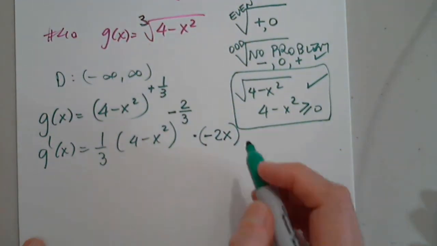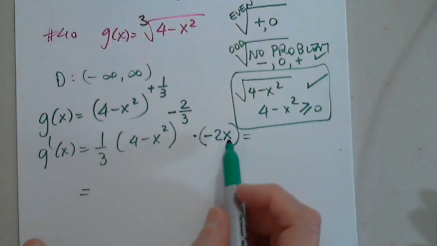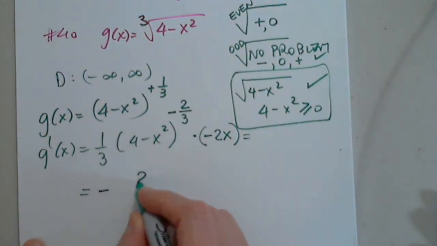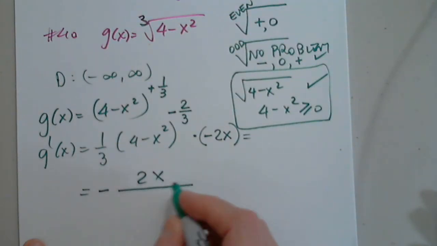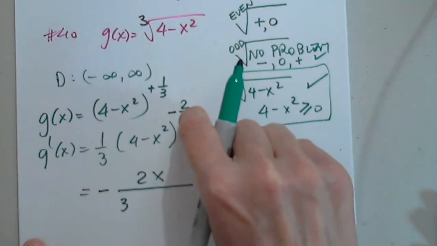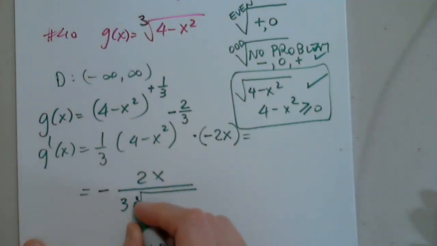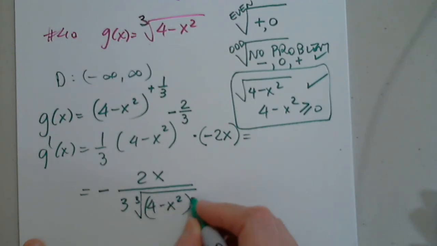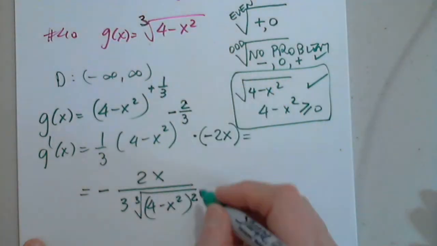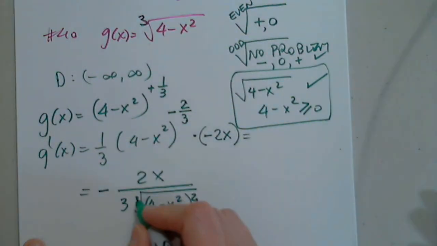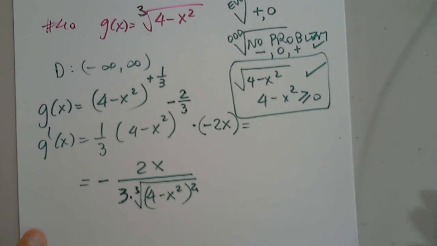So once I rearrange a little bit, which is negative 2x over 3 power negative. Negative power goes to the denominator as the cube root of 4 minus x squared, squared. The power is the numerator, and the denominator is the index. So this is multiplied. Okay.